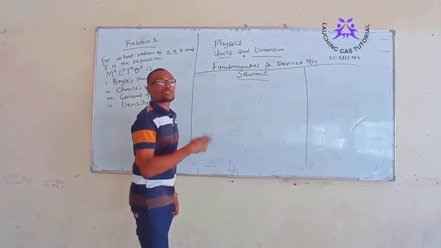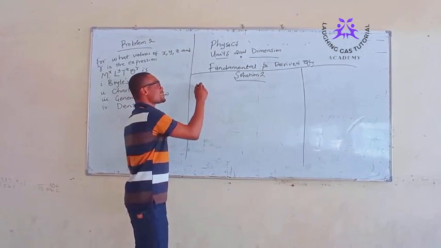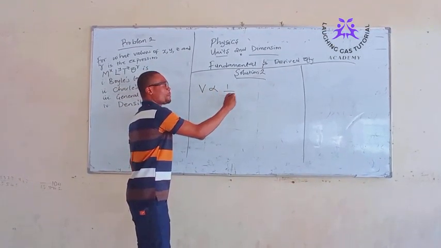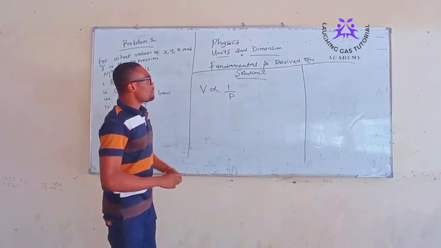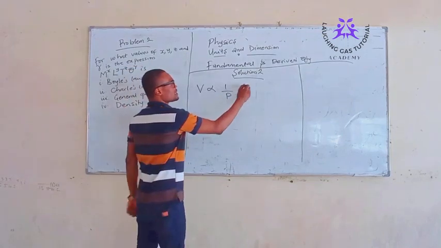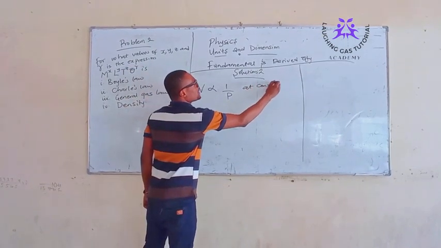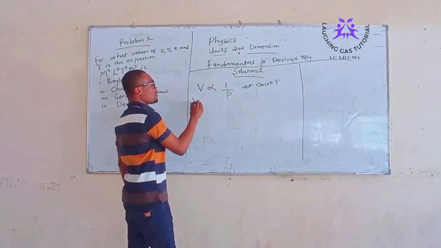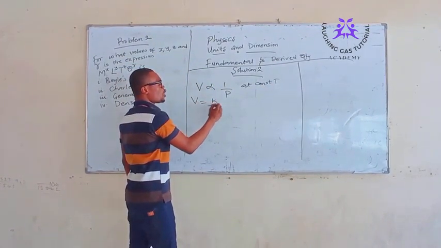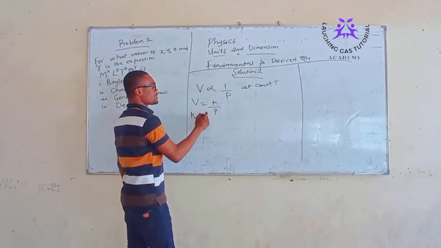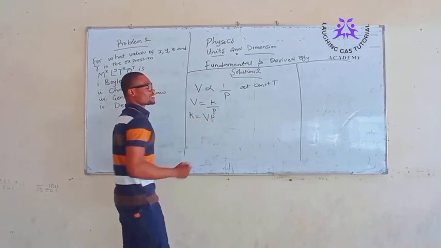Now, first and foremost, what is Boyle's law? Boyle's law states that the volume of a fixed mass of gas is inversely proportional to the pressure applied, provided that temperature is held constant. So that means this is at constant temperature. So if I remove this proportionality sign, I'll have V is equal to K over P, volume over pressure. So it means that the constant K is equal to volume times pressure.